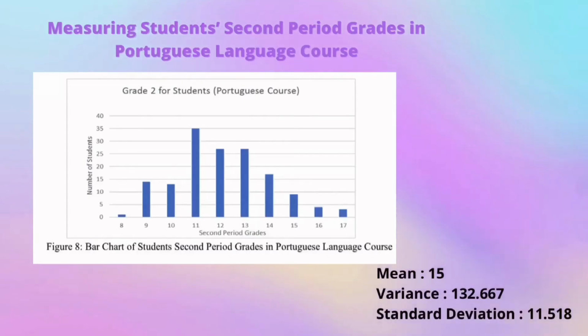The bar chart shows the number of students' second period grades in the Portuguese language course. The highest, which is the mode, is at 11, which is 35 students, and second highest is 12 and 13, which share a number of 26 students. This concludes the mean at 15, variance 132.667, and standard deviation 11.518.